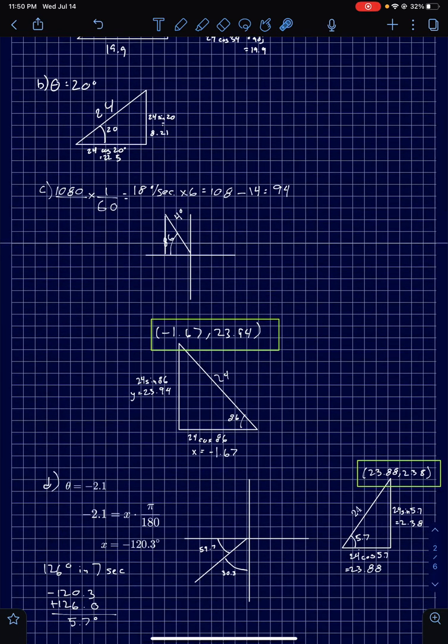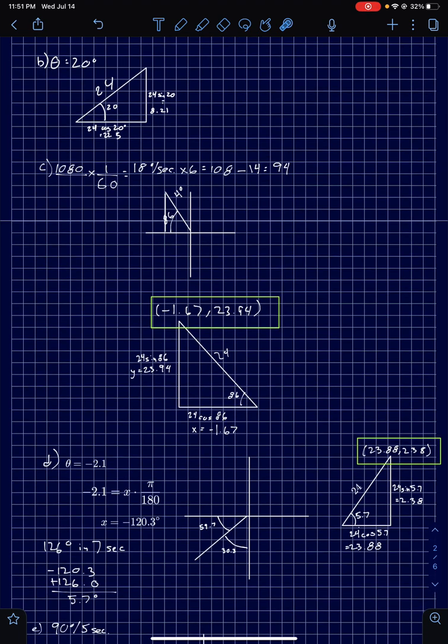Once we have that, we figure out where 94 is on the triangle. From negative 14, we know that this angle is 86 degrees, and we can create a reference triangle, use Pythagorean theorem, or use our sine and cosine functions to solve for the sides, and these are our XY coordinates.